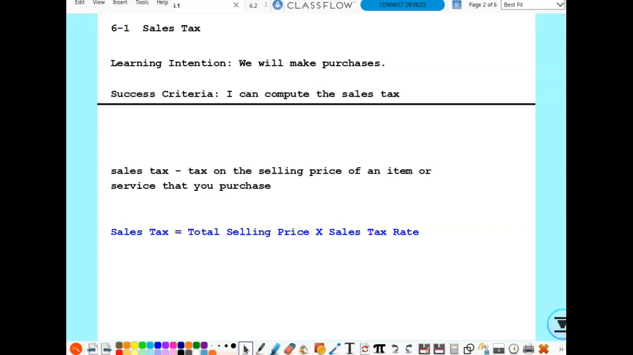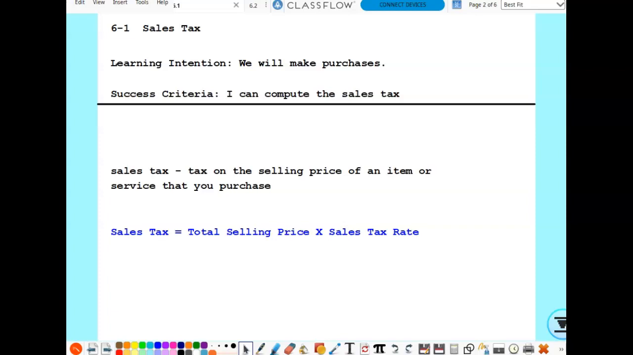Section 6.1 is all about calculating sales tax. Sales tax is just the tax on the selling price of an item or service that you purchase, and it's per $1. So if your sales tax is 7%, that means for every dollar that you are buying, you have to also pay 7 cents for each dollar.